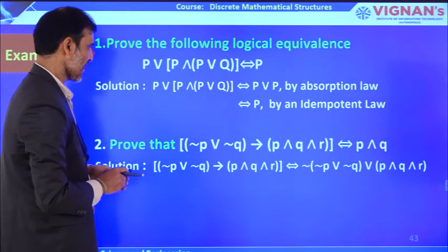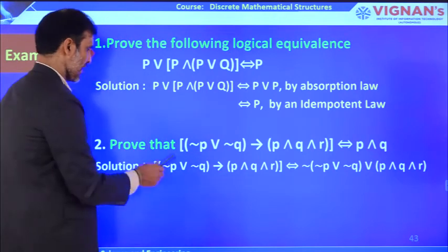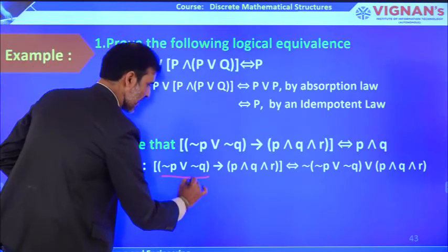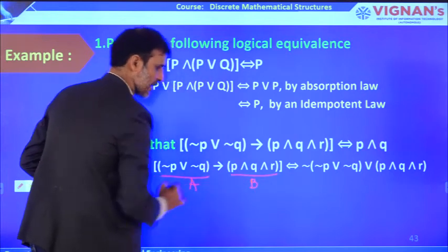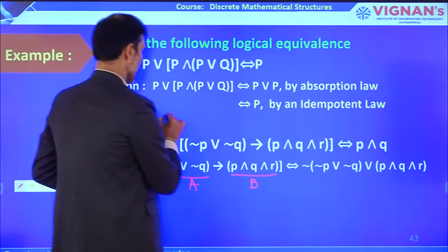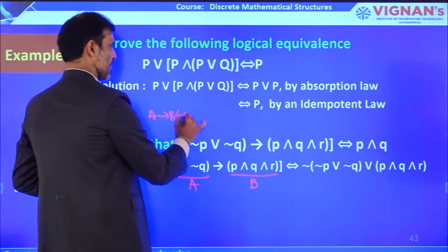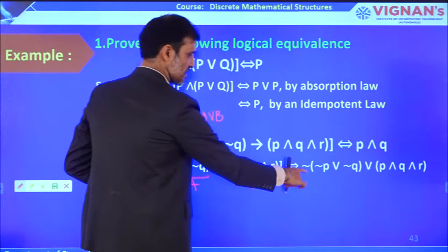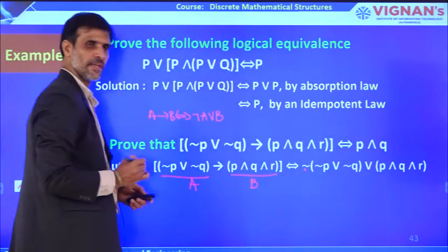See, first what I am trying to do here is eliminate the implication that is given. Let us assume that this is the statement A and this entire statement is B. A implies B can be written as negation A or B. I am just writing here that A implies B is logically equivalent to negation A or B. So that's why this is negation A or B. That is what we have written here.